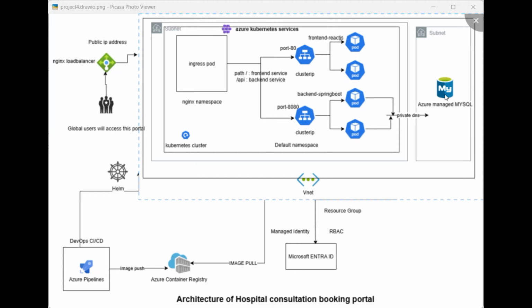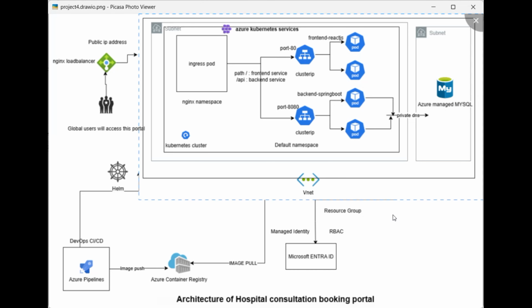So it will come from subnet to this subnet. The communication will be happening from subnet to subnet with the help of a private DNS. So this MySQL will not be accessible publicly. Okay, so this is the workflow.